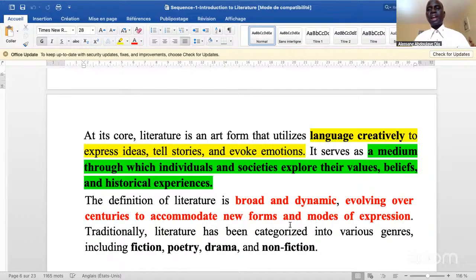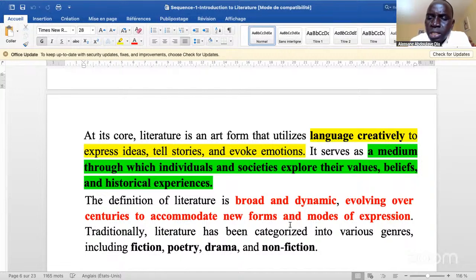You know yourself. All of you have read, or many of you, L'Aventure Ambiguë, or L'Enfant Noir, the Black Child, or So Long a Letter, or God's Bits of Wood, or Karim, by Ousmane Sembène, or Nini la Mulâtresse. They tell about our values, our societies. In Ambiguous Adventure, it tells about our beliefs.